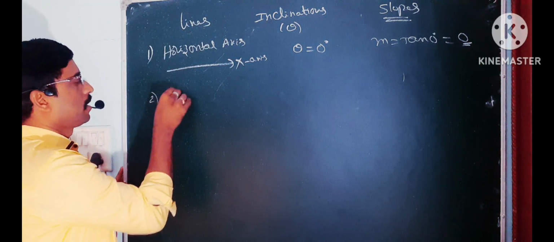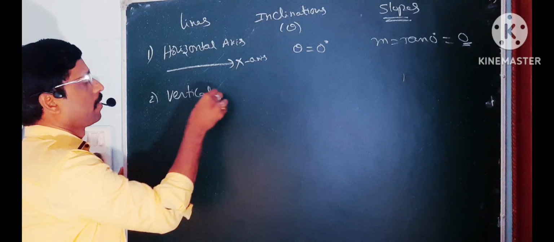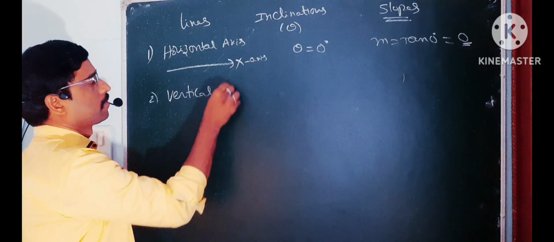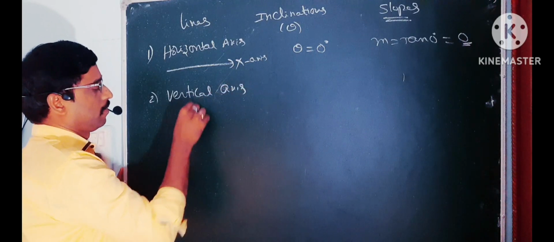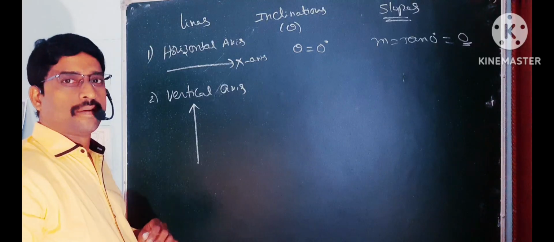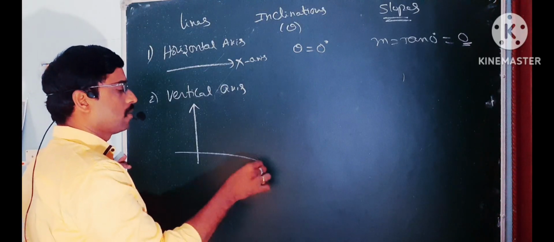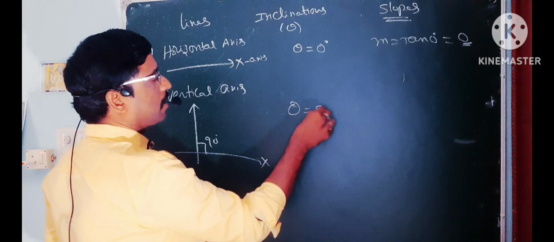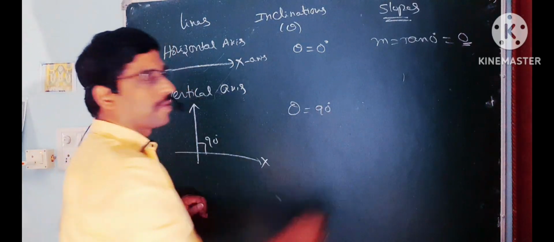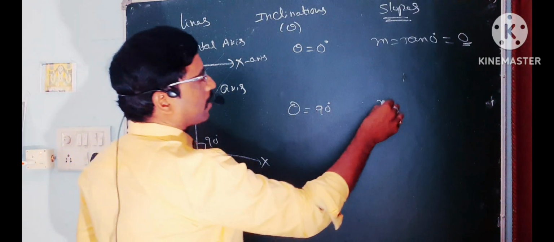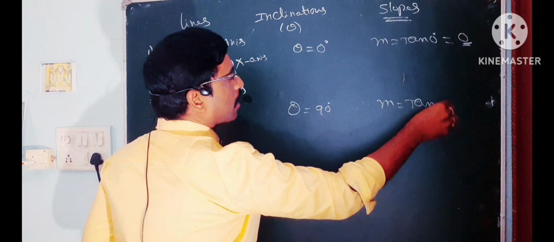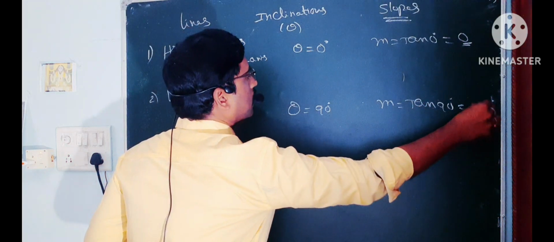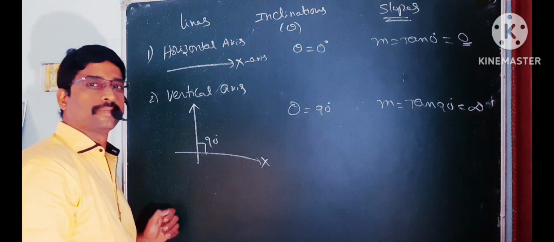Second point, vertical axis. Vertical axis makes an angle with x axis. How much here? 90, where theta is equal to 90 degrees. So slope of vertical axis is undefined. m is equal to tan 90 degrees, which is undefined.